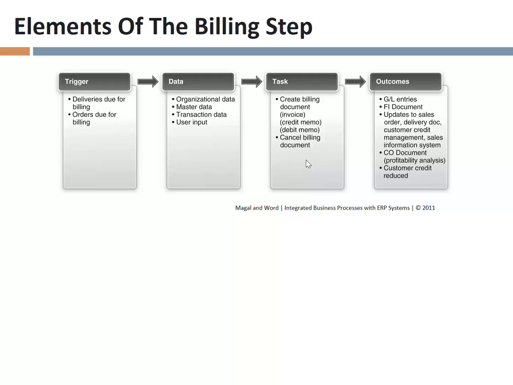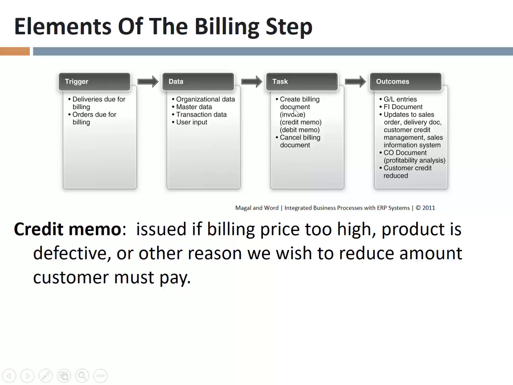We might discover that we billed the customer too much, or we might discover we billed the customer too little. The way we handle that is, if we sent the customer a bill that was too high, maybe we charged them a price that was too high, presumably inadvertently. Maybe we sent them some products and some of them were defective, and so they're going to send them back to us. We don't want them to pay for them. Or just in general, there may be some other reason we wish to reduce the amount the customer has to pay. We do that with a credit memo.